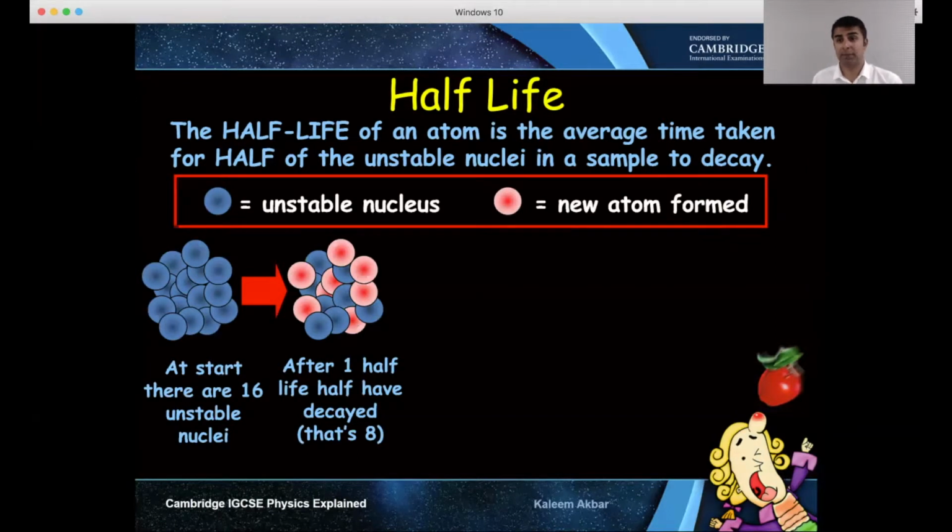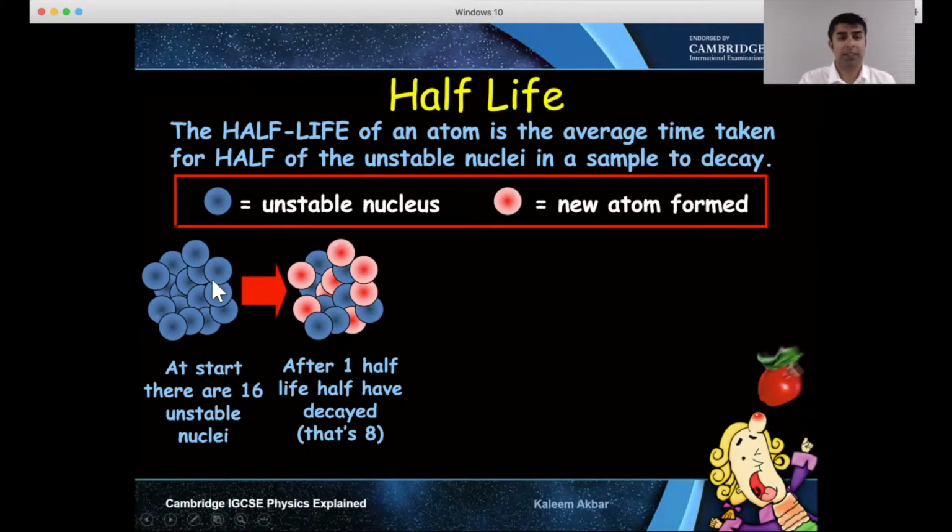I know the color scheme here might be confusing, but the blue ones are unstable and the red ones are stable. What do I mean by stable? I mean they won't give out any more alpha, beta, and gamma. Now, in reality, that's not what happens, but for the purposes of IGCSE and in the interest of simplicity, it will do you well to think like this.